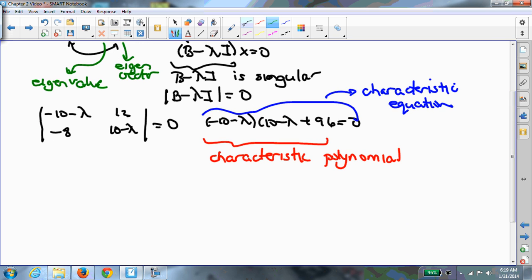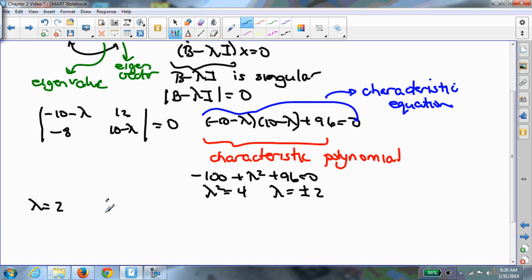Alright, so now I'm going to finish solving this. So if I multiply this out, I'm going to have negative 100 plus 10 lambda, minus 10 lambda, plus lambda squared, plus 96 equals 0. So lambda squared has to equal 4. Lambda equals plus or minus 2. So first you find the eigenvalues, and then you find the eigenvectors that correspond with it. Let's start with lambda equals 2.